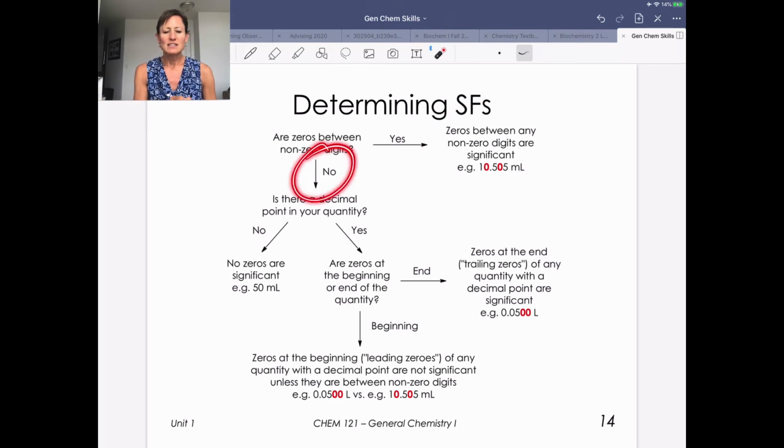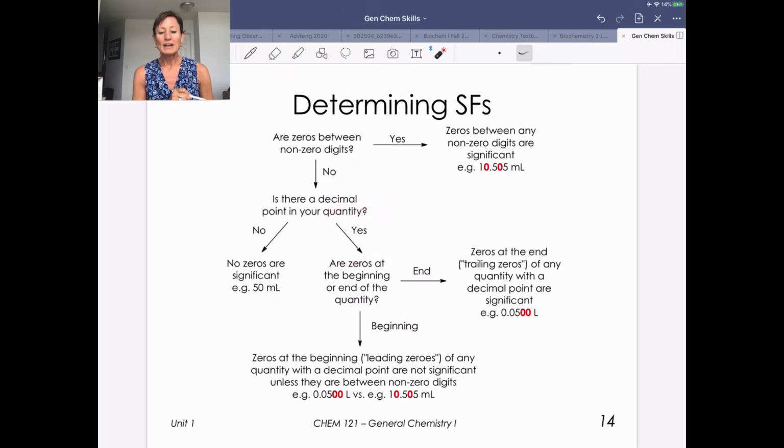Okay, if it's a 0 that's not between non-zero digits, this is where it gets a little fuzzy here. Look for decimal points. Is there a decimal point in your quantity? If there is, then we might have something that's significant, right? If there's not a decimal point, then for example, this 0 in 50, not significant, okay?